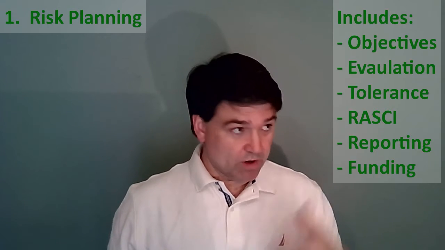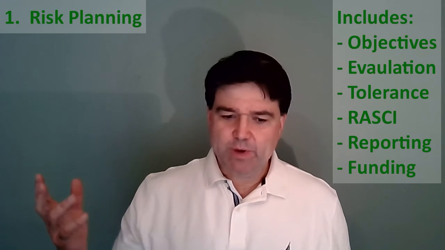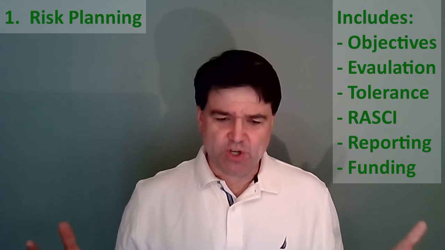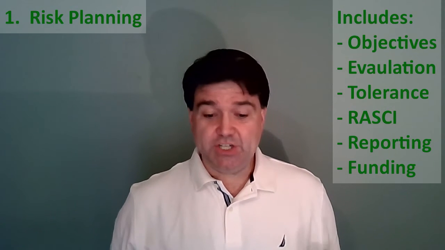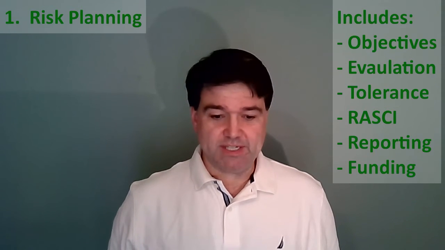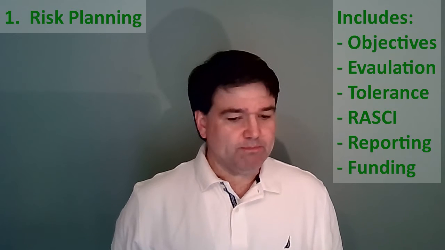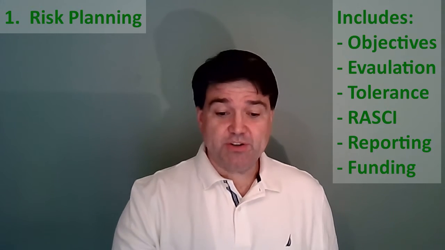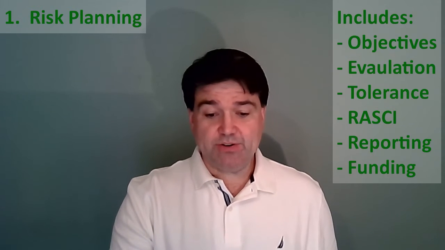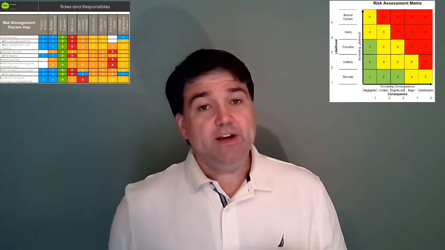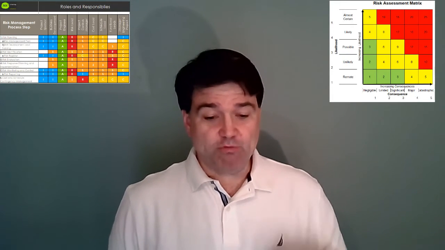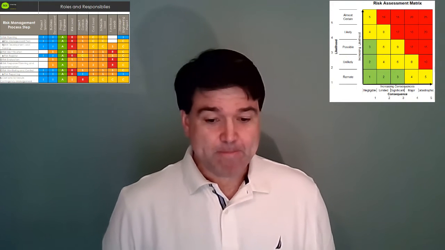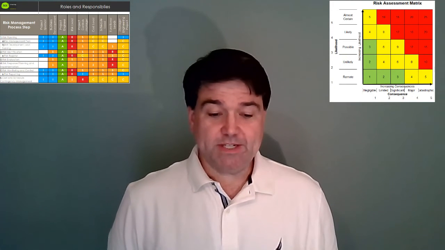First, let's look at the first step, risk planning. In this risk planning step, we make some critical decisions. What are our objectives? How do we evaluate risks? What is our risk tolerance? What does our RACI chart look like for the risk management process? How often are we going to report? How much is this all going to cost? And in the risk register, we can start to populate certain things like our RACI chart and our risk matrix for red, green, and yellow risks. What's acceptable and what's not.